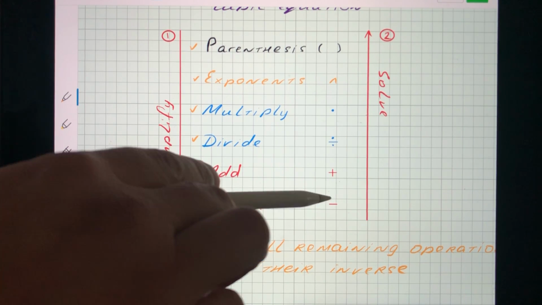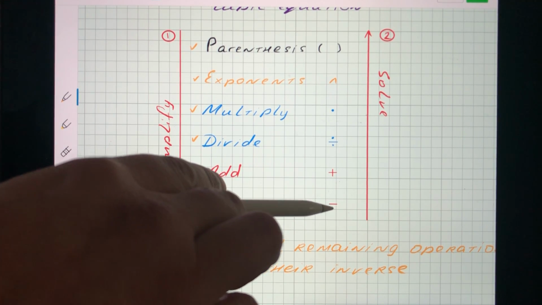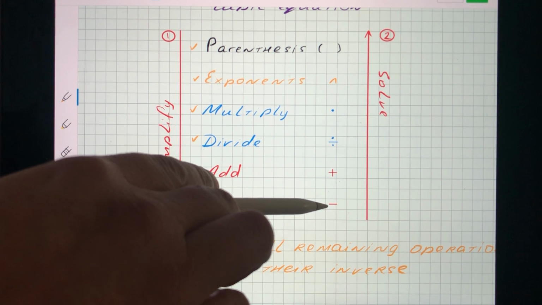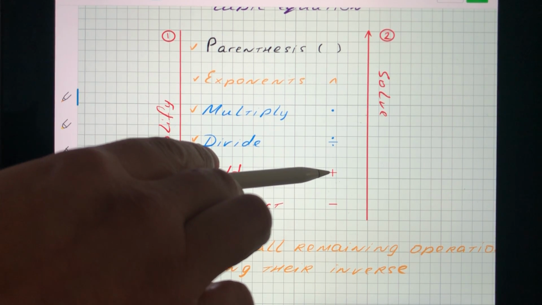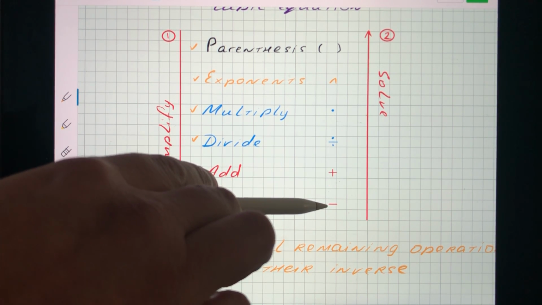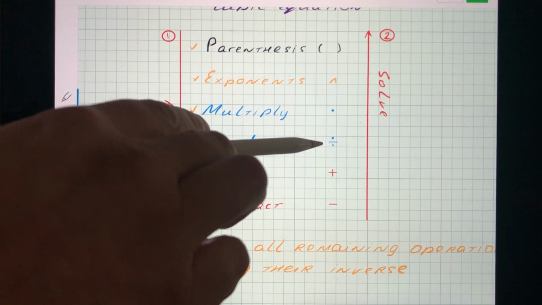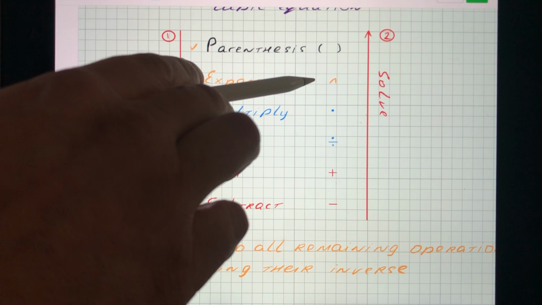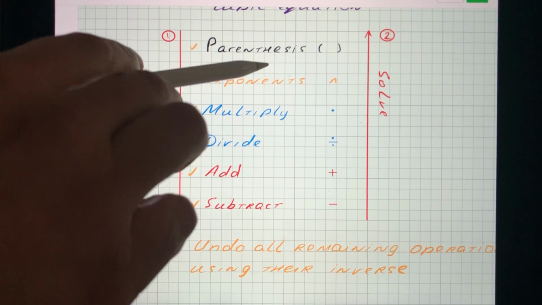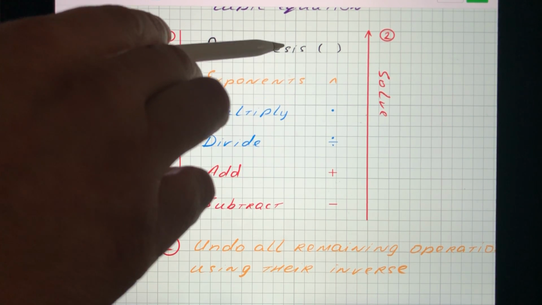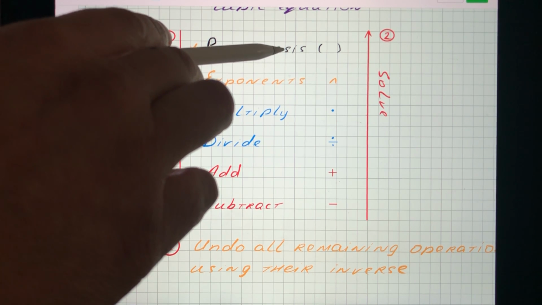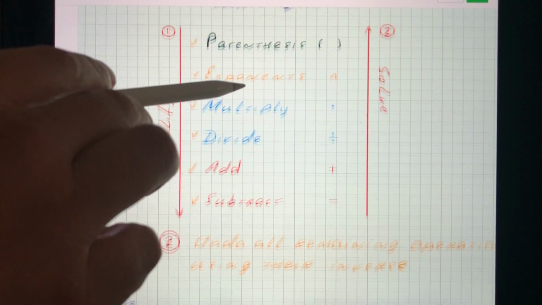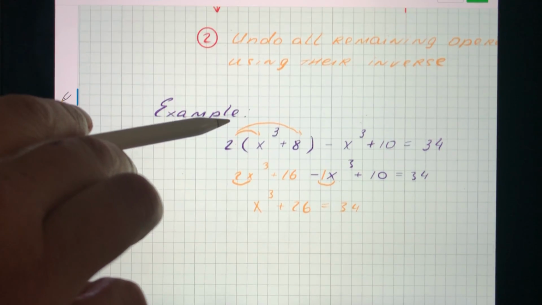So we undo addition and subtraction first. Addition and subtraction are inverses of each other, so if we have addition, we will use minus to cancel it off. If we have multiplication, we use division to cancel it off. The powers can be undone using roots or logarithms. Once all of these are out of the way, the parentheses become redundant and they just fall off. There is no need for them. So let's go ahead and do this process and see what we get.